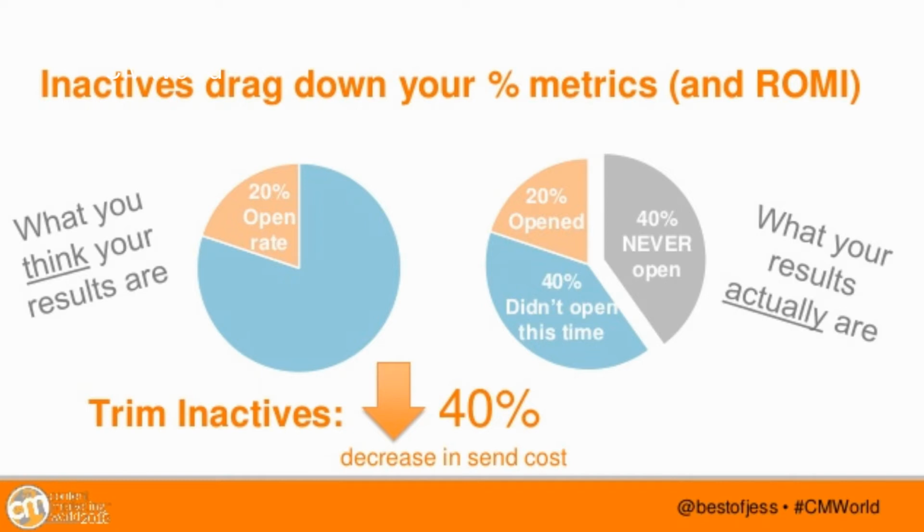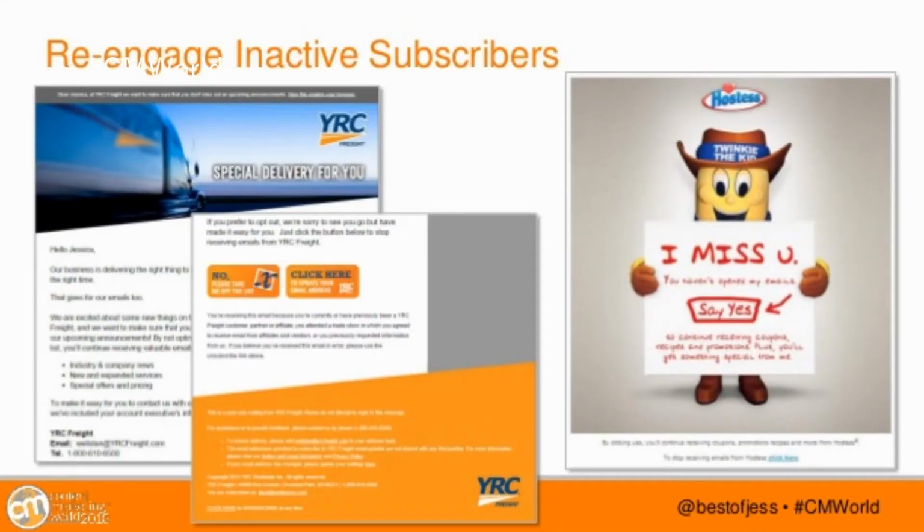My big goal here is to take them off your list potentially, right? If I can decrease my costs by 40% in delivery, I can absolutely make that ROI number go up. I wouldn't trim them off immediately, though. I would say do a re-engagement campaign. This is a good example from YRC Freight, business to business, and Hostess because it's cute.